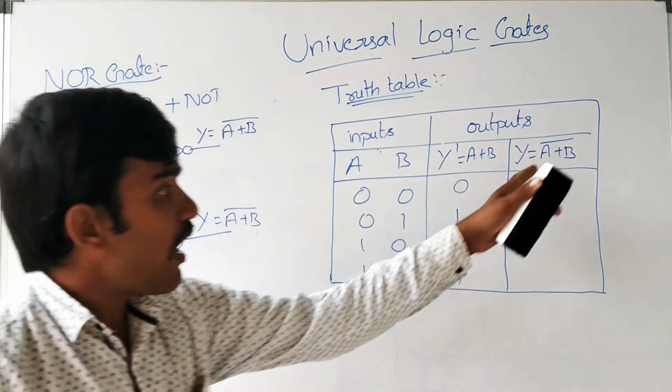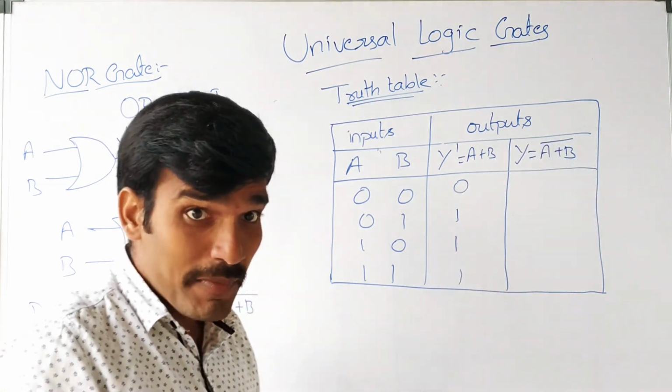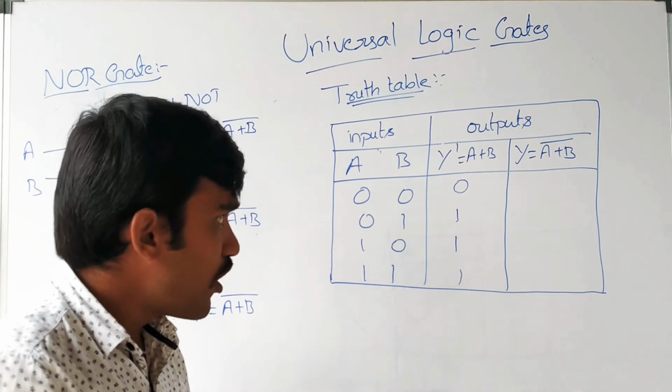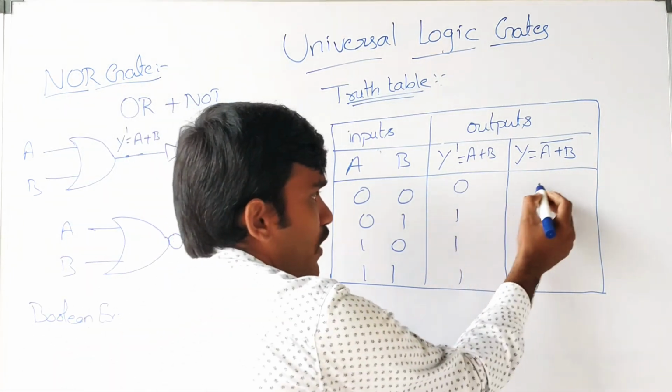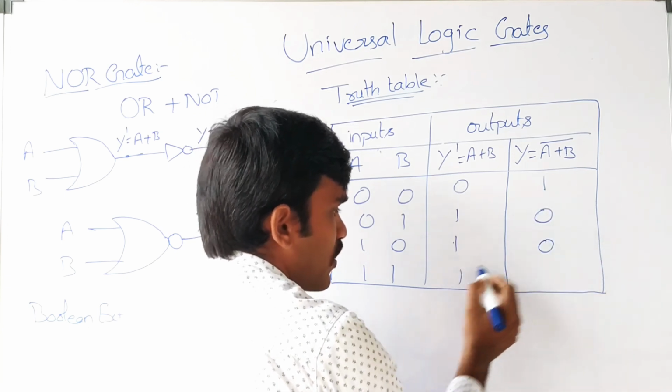Now for A plus B whole bar, it is the complement. Complement means 0 becomes 1 and 1 becomes 0. Here it is 0, so we are getting 1. So the output is 1, 0, 0, 0.